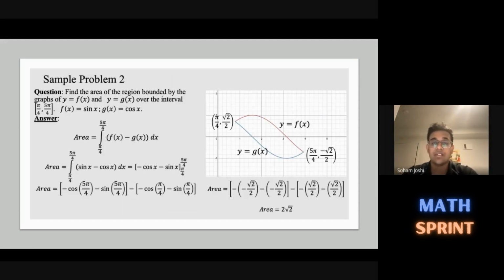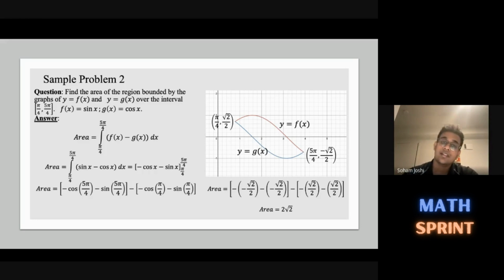We need to find the area of the region bounded by the graphs of y is equal to f of x and y is equal to g of x over the interval pi by 4, comma 5 pi by 4. f of x is equal to sine x and g of x is given as cos x. So on the right, you can see the graphs of y is equal to sine x in red and y is equal to cos x in blue. So now we formulate our integral. We know that these are continuous functions, so only a single definite integral is needed. Our lower limit's going to be pi by 4, and our upper limit is going to be 5 pi by 4.